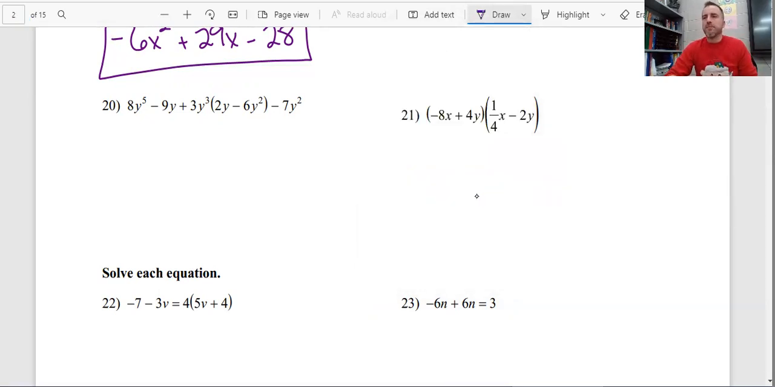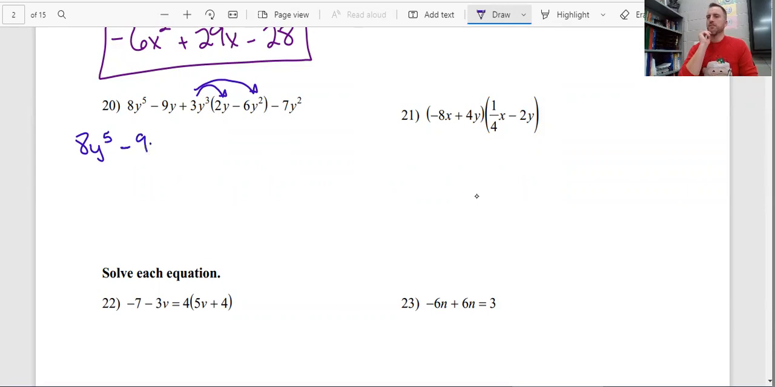Okay, so number 20, again, thinking of order of operations, there's no equal sign yet. That comes in number 22, but we are trying to simplify what we can here. So combining like terms, doing the operations that we can. We can't do anything with the exponents because we don't know what y is, but we can multiply this 3y cubed into this set of parentheses here. So that's what we're going to do. The 8y to the 5th, we'll mess with that later, minus 9y.